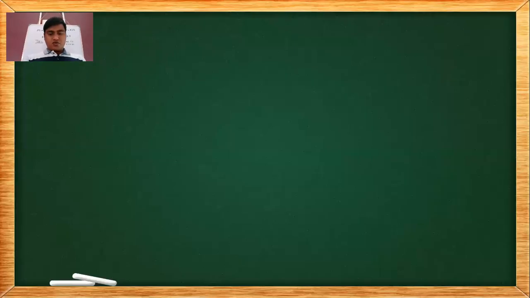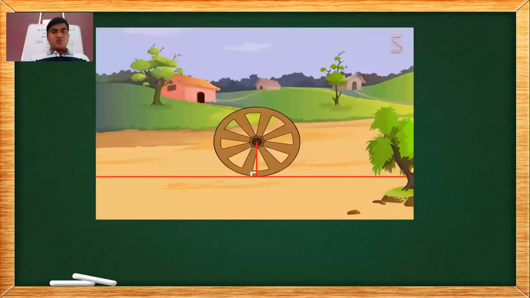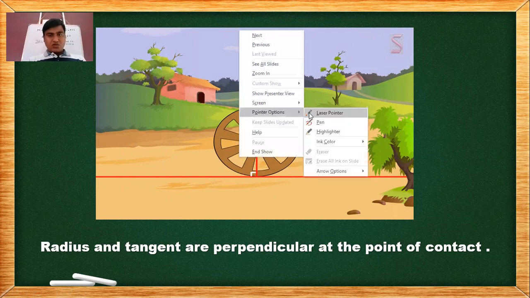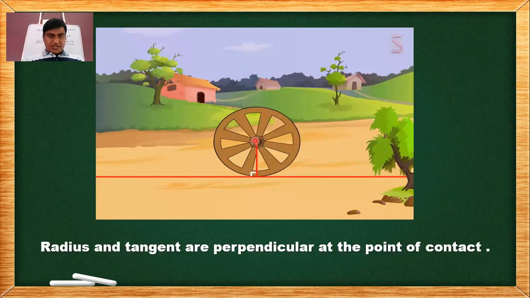From the clippings, we have seen the path of the cartwheel and spoke of the wheel are perpendicular. This is the path of the wheel, and this is the spoke of the wheel. So this is the radius, and the path is a tangent. So radius and tangent are perpendicular. We have seen radius and tangent are perpendicular at the point of contact, and this is the point of contact.